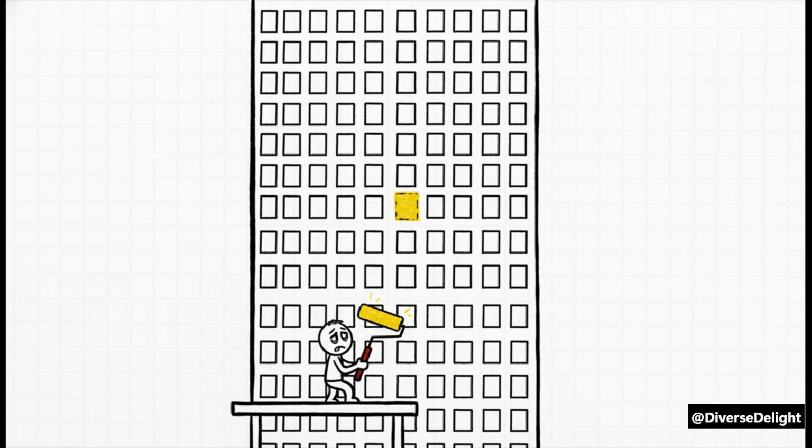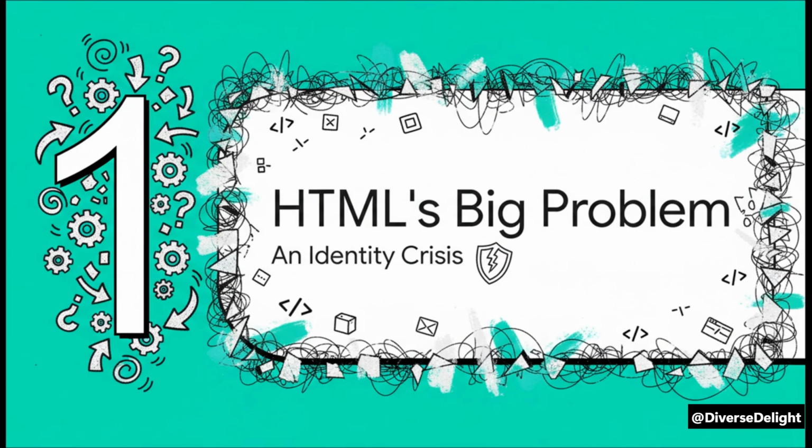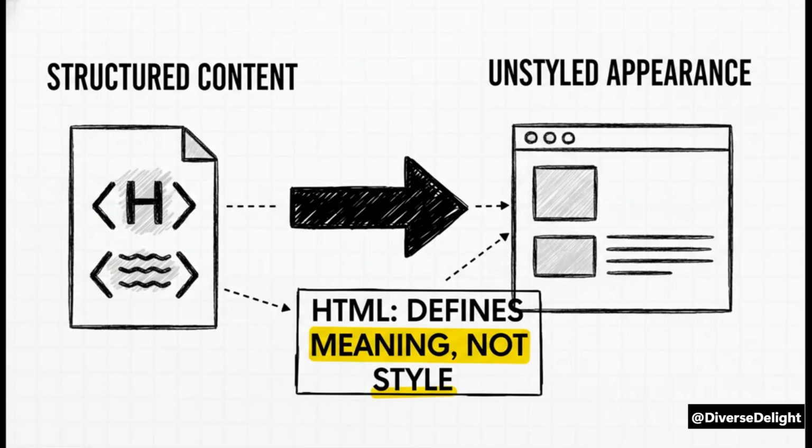It was pure chaos. And to really understand why it was so chaotic, we have to look at the web's most basic building block, HTML, and the serious identity crisis it was going through. See, HTML, that's hypertext markup language, was designed for one very specific job, to give structure to content. It was all about meaning. A tag like H1 meant, hey, this is the most important headline on the page. A P tag meant, this is just a regular paragraph. It was describing what something was, not what it looked like.